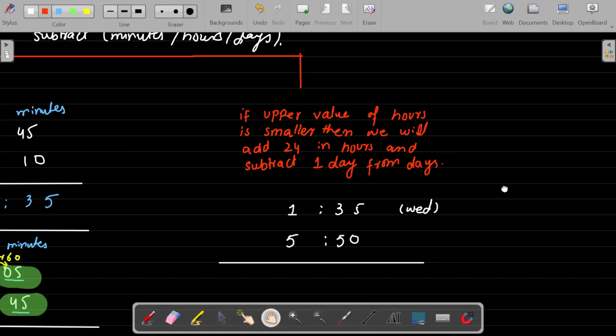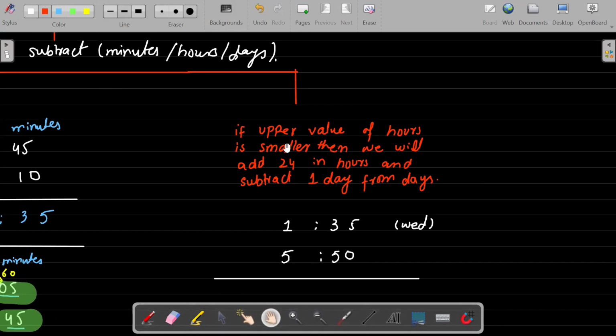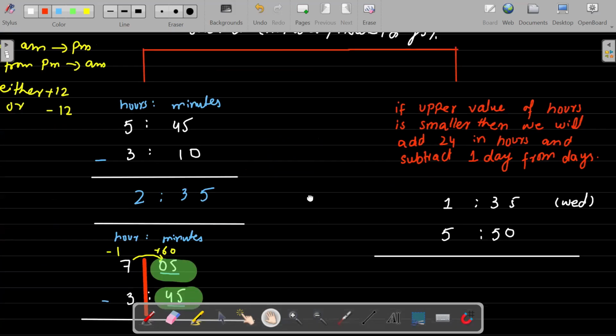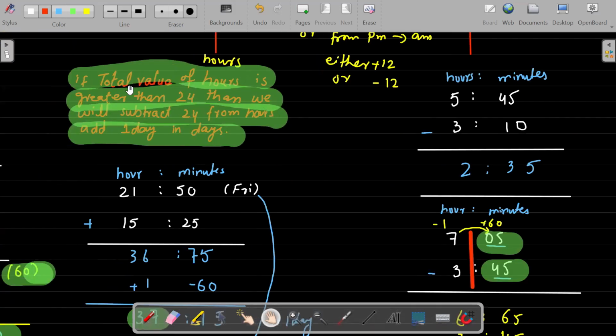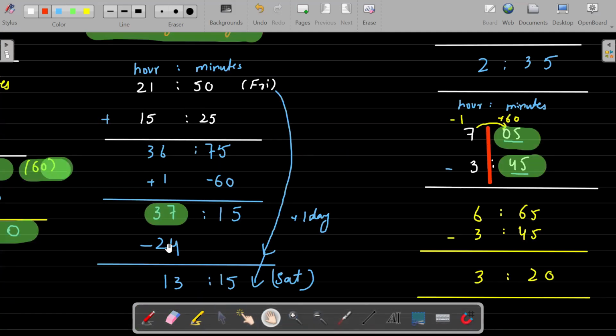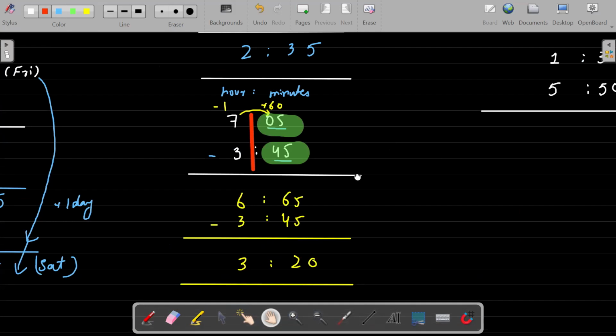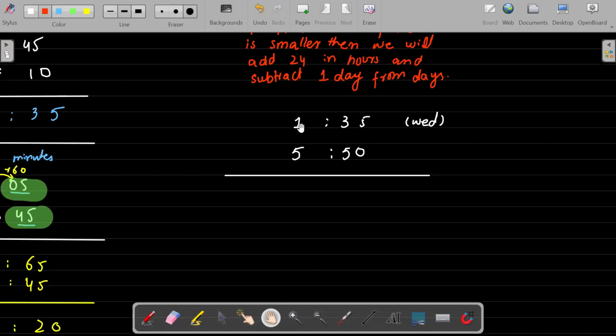All right, now let's follow this one. In the case of that, if the upper value of R is smaller, we will add 24 in hours and subtract 1 day from the days, like we have done over here. If the total value of R is greater than 24, then we will subtract. When the total value was greater than 24, we subtracted 24 and added 1 in the day. But here, you can see that the upper value is smaller.